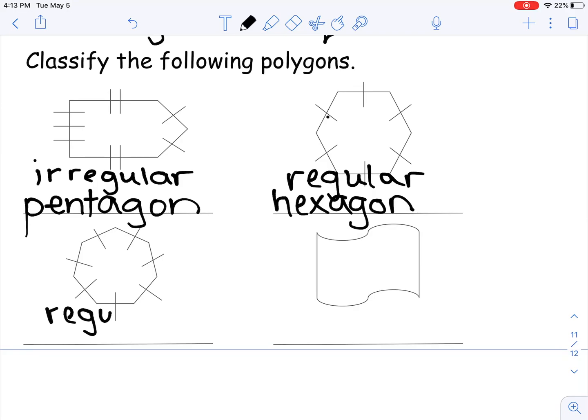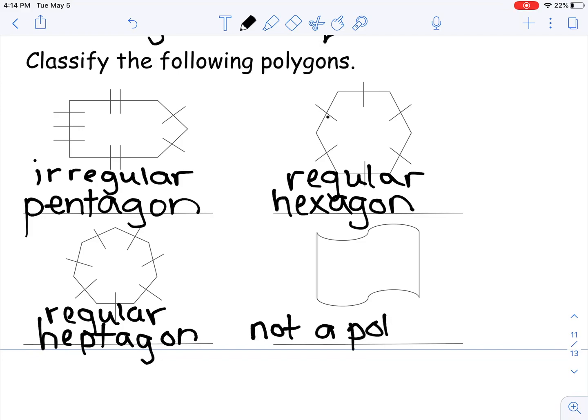All right, next one. I notice they're all congruent, so regular. I count 1, 2, 3, 4, 5, 6, 7. Remember, this is that tricky one. He's a heptagon. This last one, I don't see any congruency marks. I see what kind of looks like 4 sides, but what do you notice? Curves. Can it be a polygon if it has curves? The answer is no. So this guy I threw in there to try to trick you again. You know how I like to be. Not a polygon. Okay? Remember, don't assume.